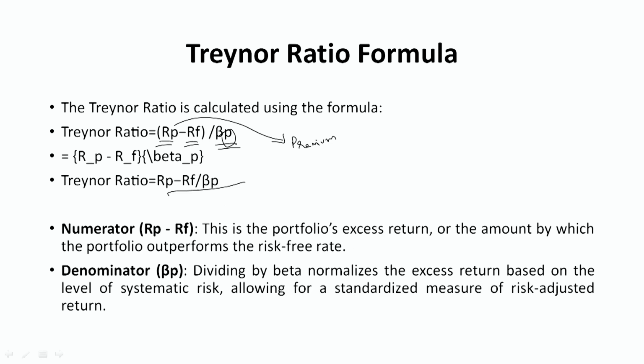I've just discussed about it. The numerator talks about the excess return the portfolio is giving over the risk-free rate of return, and beta is nothing but I am trying to normalize the excess return based on systematic risk. In other words, I am trying to allow the standardized measure of risk-adjusted return to be calculated.